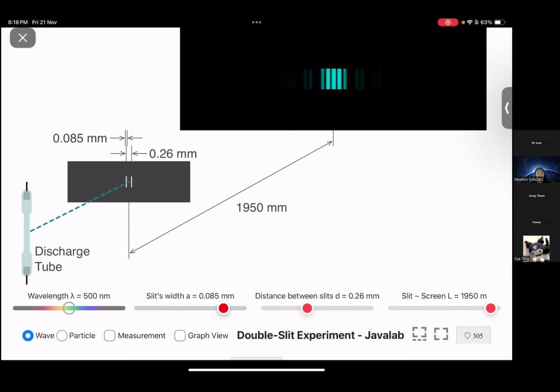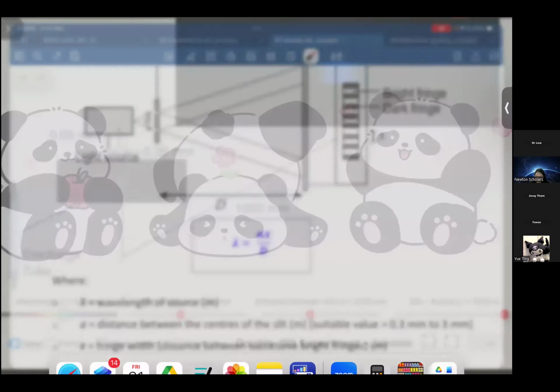Okay, then after that, I increase the width of my slit, the hole. I found out that it becomes brighter. It's because more light can pass through. Okay. Then wavelength. How about wavelength? Wavelength increase or decrease also affects your X. Also affecting. Okay, then we come back to our worksheet here.